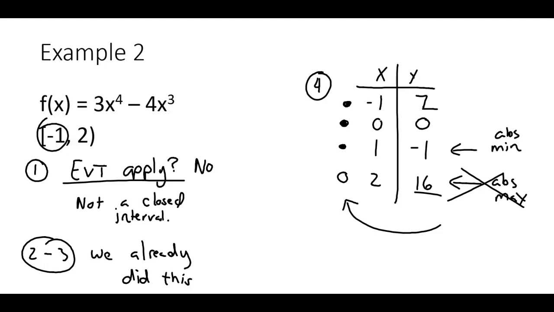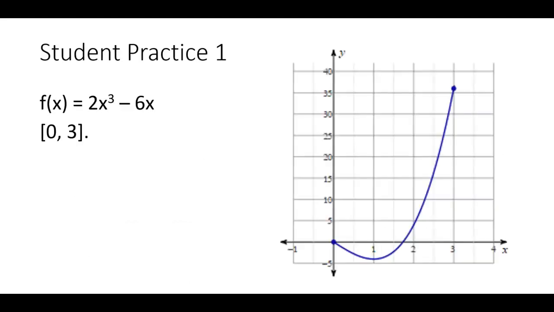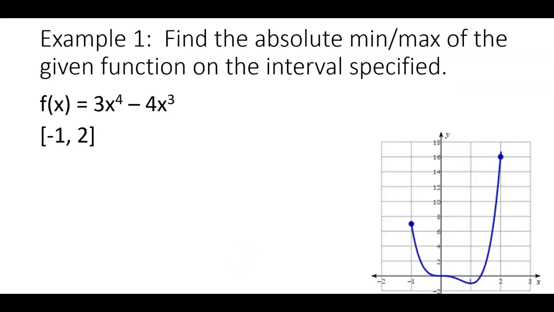Let me show you a graph to make it more clear. When we do this chart, we're only looking at the critical values and the endpoint. Okay, so it's the same graph. The only difference is now I've got an open dot here. When we do the candidates test, we're only looking at the endpoints and the critical values.